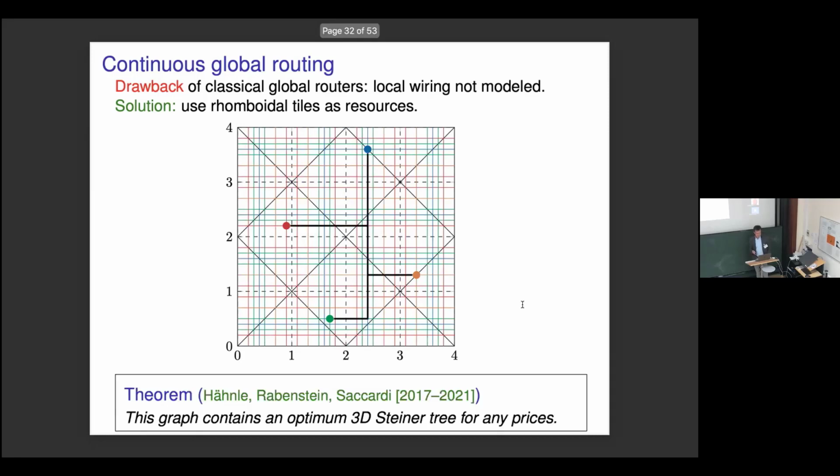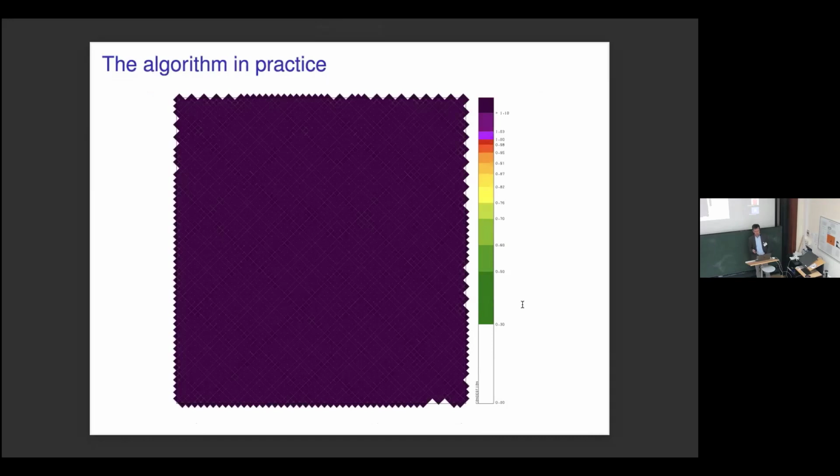Nikolai Henle, Pietro Saccardi, and Stefan Rabenstein have shown that this graph actually always contains an optimum Steiner tree for any set of prices, even in the three-dimensional setting with VR costs and everything. So in the end, this continuous problem is again solved as a discrete graph problem. So here are some pictures of how it works in practice.